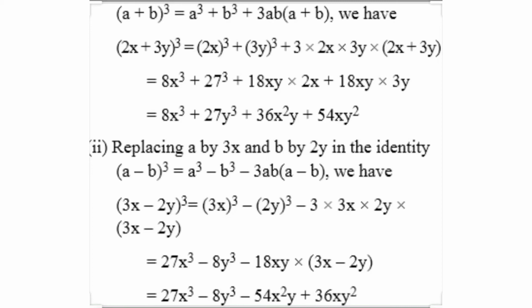(3x)³ is 27x³, (2y)³ is 8y³, 3 into 3x into 2y is equal to 18xy. So we get 27x³ − 8y³ − 18xy into (3x − 2y), which is equal to 27x³ − 8y³ − 54x²y + 36xy².